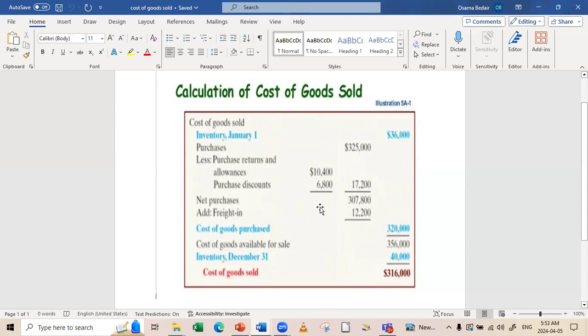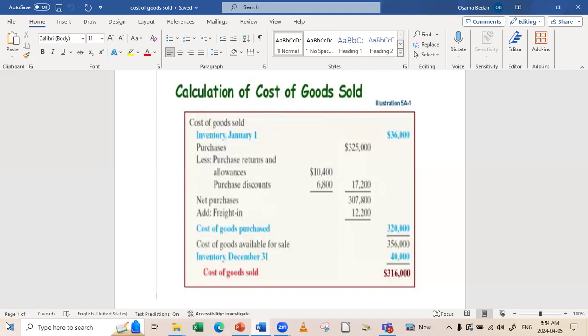I got it like this. I said the purchases minus the allowances minus the discounts will give me the net purchases plus the freight in, which is 12,200. And this, when I finish it, will be $320,000. Again, 325,000 minus 10,000. Let us do it with the calculator and see the numbers.